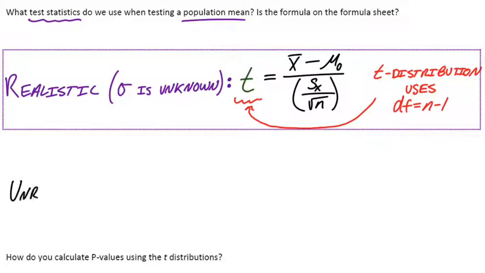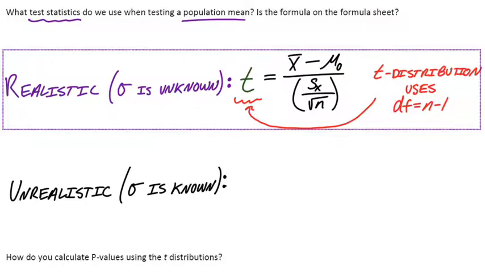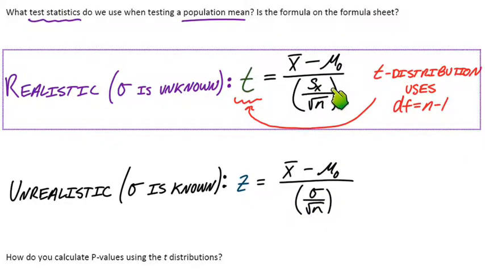And just to be thorough, the unrealistic one, the case where you would actually use z-scores, would be the same formula, except you would have sigma instead of the sample standard deviation. Neither one of these, by the way, is on the formula sheet. There is something that refers to test statistics, right? If you remember from the previous notes, they do give you a test statistic equation, but it's more general. These two formulas, neither one is on the actual formula sheet.